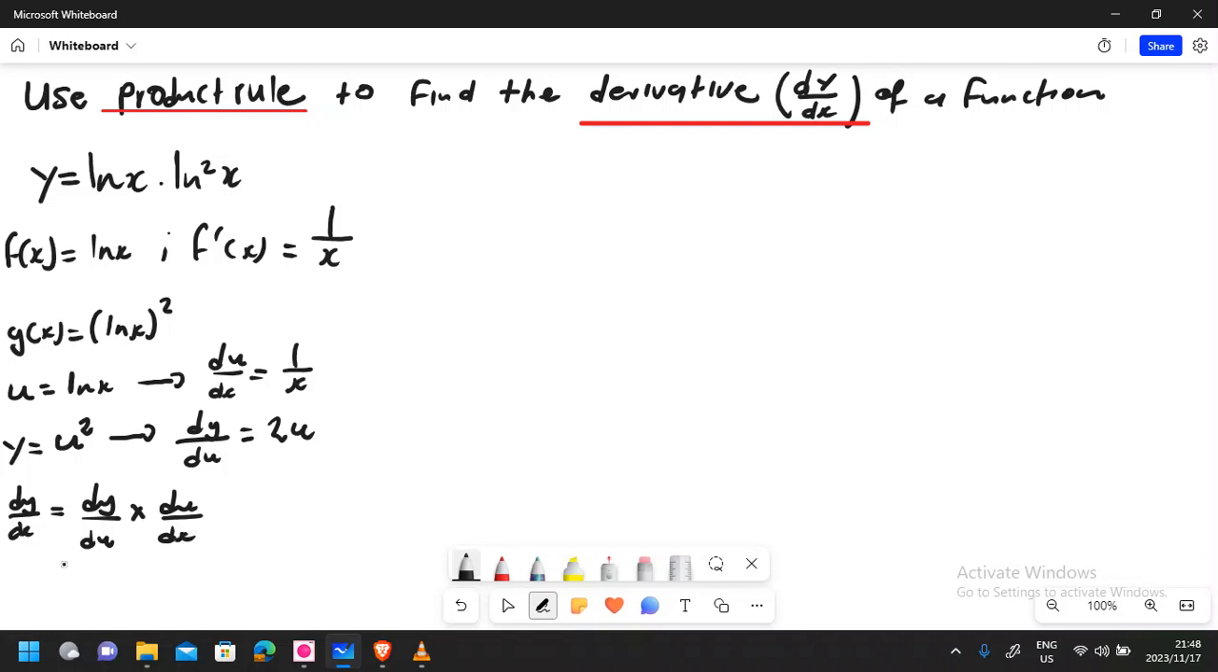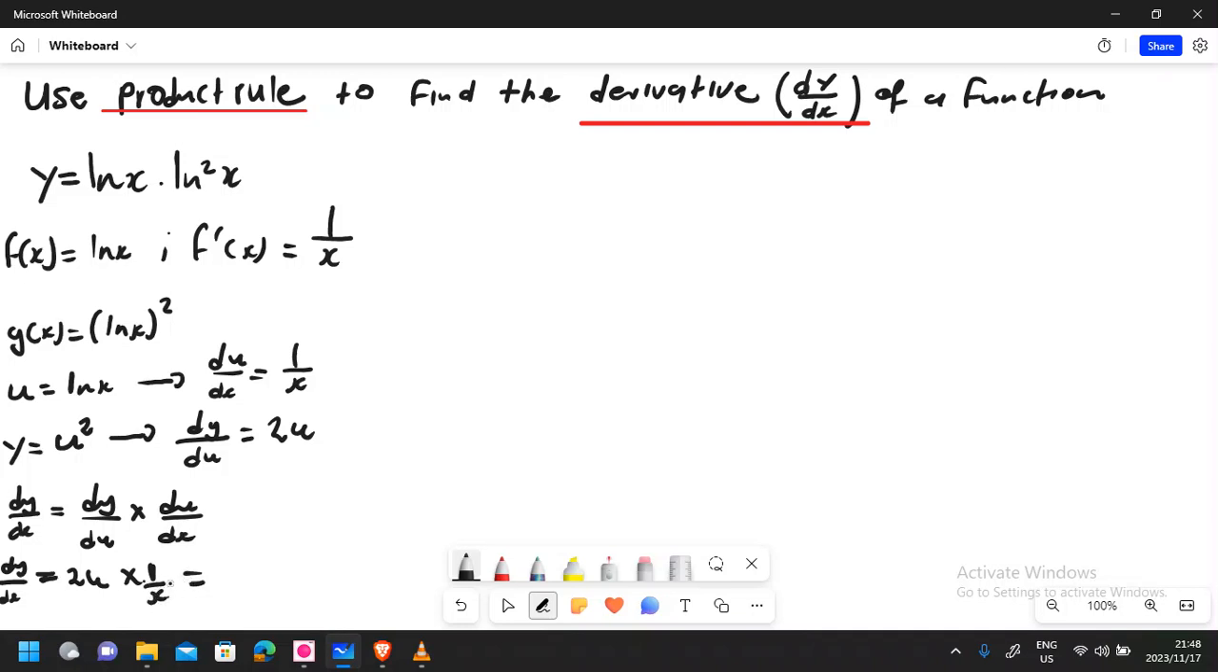Right, so all you have to do here is to substitute. Let me write dy over dx. Now what is dy over du? Dy over du is going to be 2u. Let's just write 2u there. And what is du over dx? Du over dx is going to be 1 over x. There we go, divide by x.